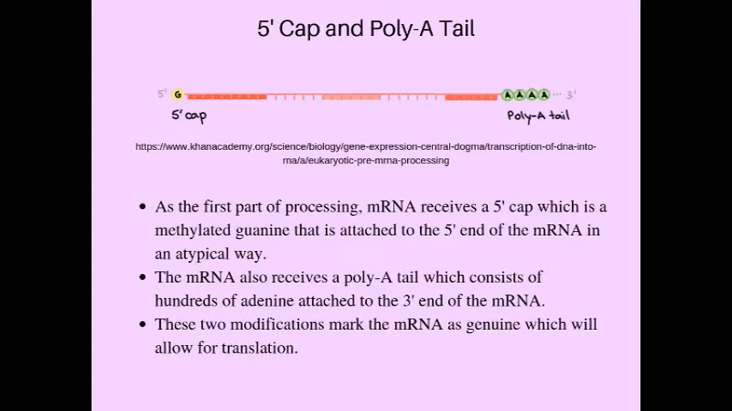Next, it receives a poly-A tail, which is hundreds of adenines long. This is added to the 3' end of the mRNA. It marks the end of the mRNA as genuine. The two additions mark the full mRNA as genuine and make it more stable so it can exit the nucleus and be translated. Last but not least, the proteins recruited to the 5' cap and the poly-A tail interact, which causes the mRNA to circularize.